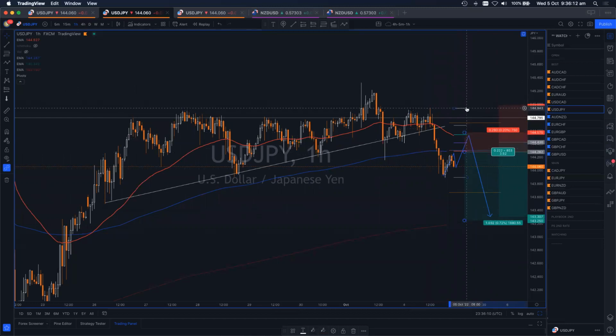Actually, it's not that run, is it? We're using this fib. So it did pull back to the 618 of this run. You see it'll take a stop out. So just be aware of that.